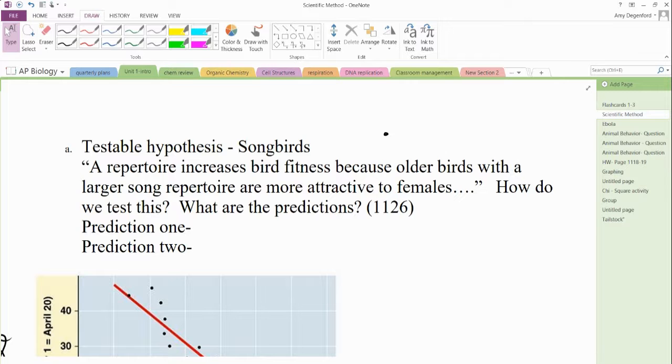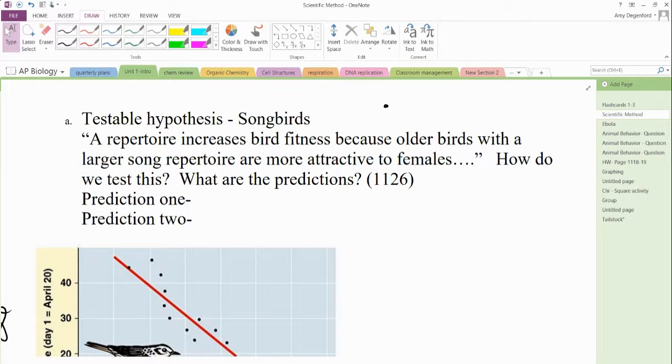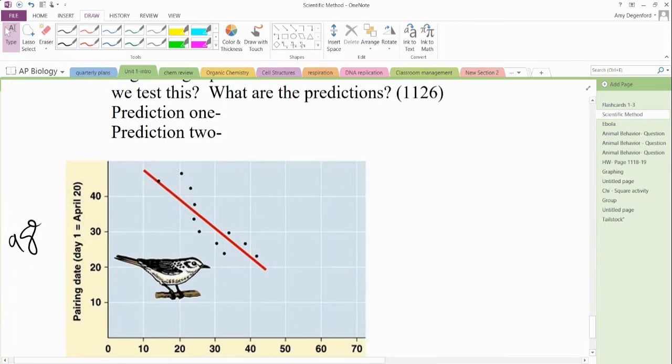So I want you to try your hand at this. Here's a testable hypothesis with songbirds. A repertoire increases bird fitness because older birds with a larger song repertoire are more attractive to females. Well, how do we test this? What are the predictions? Well, I want you to think about it and see if you can come up with a couple of predictions. And we'll go over those tomorrow.